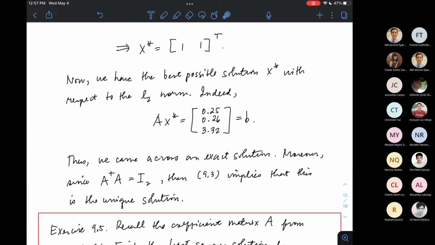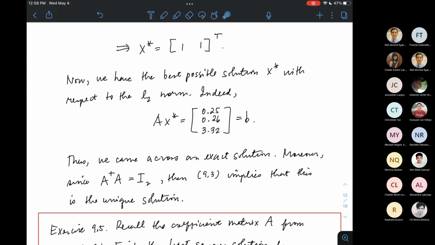So ibig sabihin, nakakuha tayo ng exact solution. This is not just simply the least square solution. It is also an exact solution, kasi yung AX star ay exactong equal kay B. And we know that this is the best case scenario because the L2 norm then of AX star minus B will be equal to the minimum possible value, which is 0.